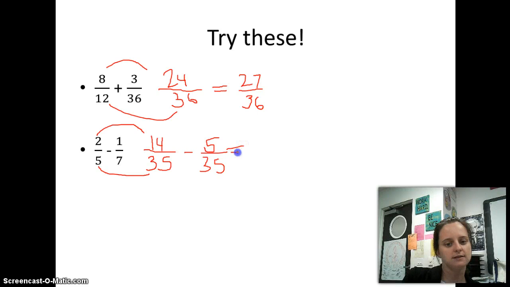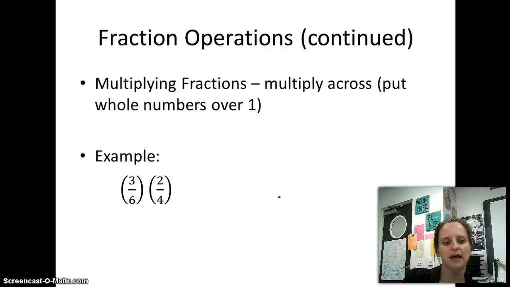And now I'm ready to subtract. So 14 minus 5 is going to give me 9 over 35. And again, this is not a fraction that I can simplify, so that is my final answer. 9/35 is my final answer there. Okay? So let's go ahead and shift into multiplying. So again, I'm going to have your teammate pause me. I want you to copy down this definition for multiplying fractions, and then we'll talk about the example. So I'm going to go ahead and have someone press pause.